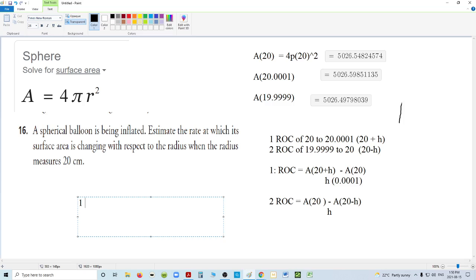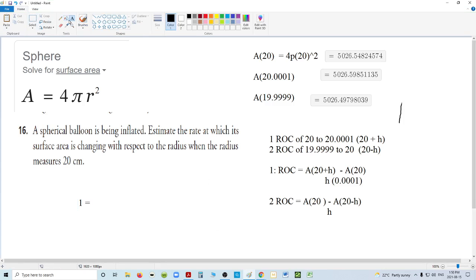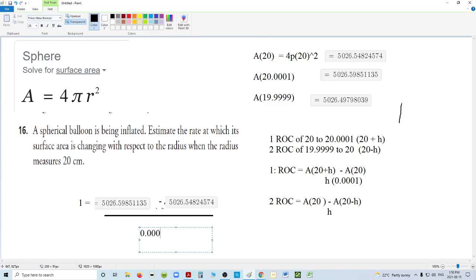So that means the rate of change of number 1 is equal to, this is 20 plus h, that minus this. Okay, minus. See if I can get it perfectly. There we go. Minus that, divided by h. And my h for this one is 0.001, 3 zeros, because that's what I took in the 20.0001.